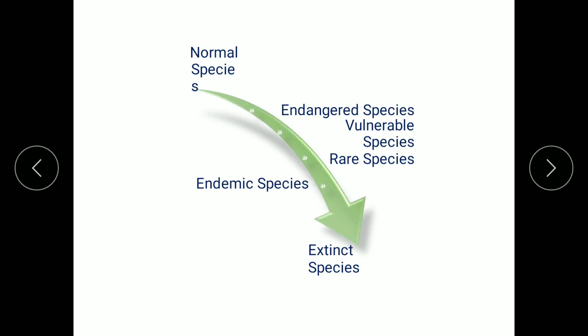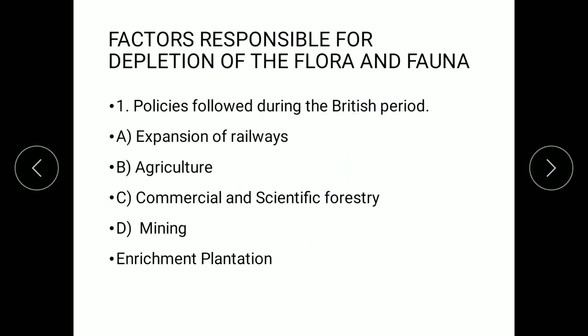Again it will come to the endangered species. Then also if we are not giving any proper attention, it will finally become extinct. The factors responsible for depletion of flora and fauna began in the British period: the expansion of railways, agriculture, commercial and scientific forestry, and mining activities are responsible for depletion of forest.